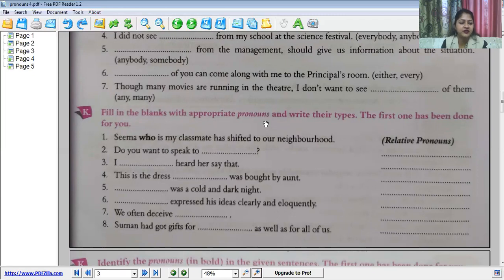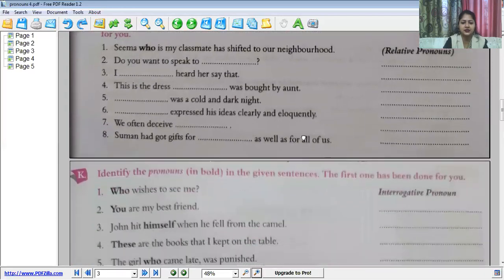We often deceive dash ourselves. We often deceive ourselves is reflexive pronoun. Suman has got gifts for herself as well as for all of us. Again, herself is reflexive pronoun, children. Okay? So, we're done with this exercise. You'll fill them with pronouns and you'll write their kinds. Okay, children, we'll move on to the next exercise.